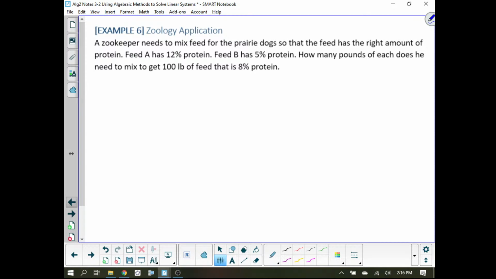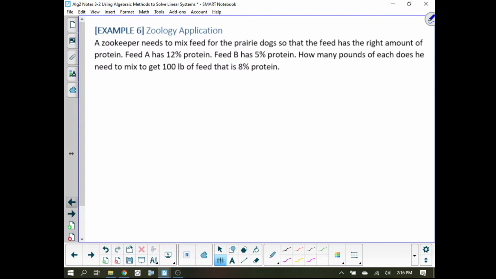So we've got a zookeeper. They need to mix feed for prairie dogs so that the feed has the right amount of protein. So they're going to mix two different feeds. Feed A has 12% protein. Feed B has 5% protein. The question is, how many pounds of each type of feed do they need to mix together to get 100 pounds of feed that has exactly 8% protein?